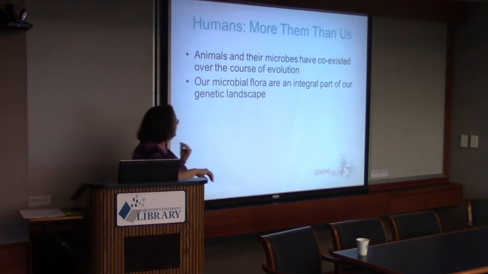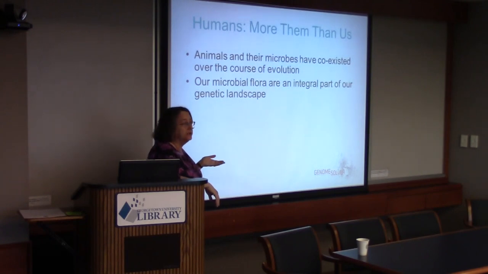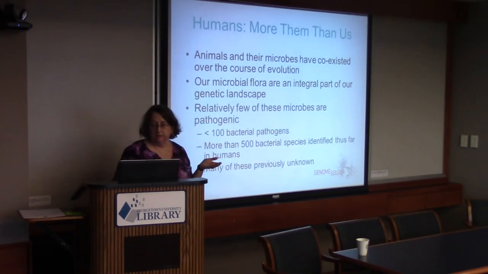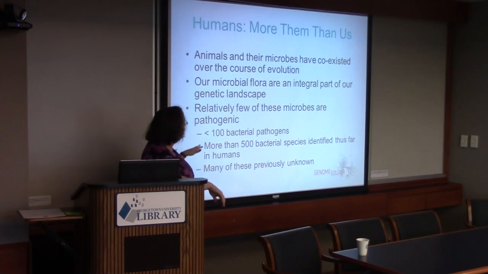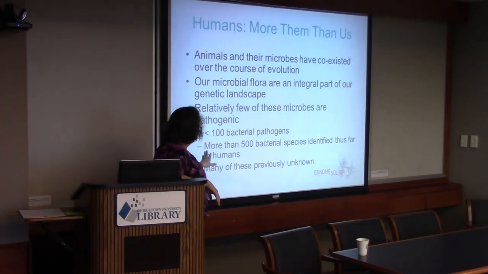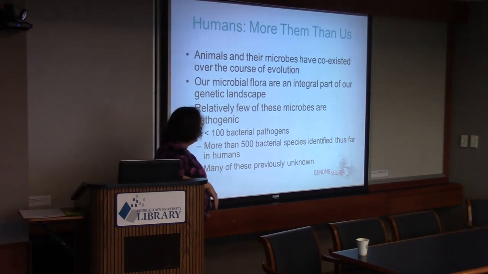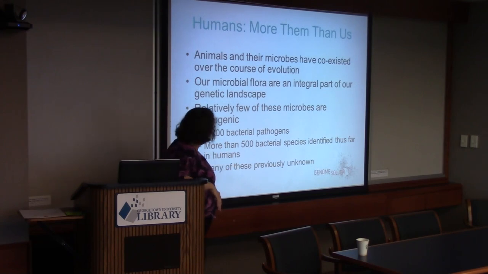So again, our microbial flora are an integral part of our genetic landscape. And again, relatively few of these microbes really are pathogenic. Of all the bacterial species that have been identified thus far, less than 100 of them are pathogenic. Obviously, we care about those because they do cause human disease, but of the more than 500 bacterial species identified thus far in humans, the vast majority are either benign or they are for good.